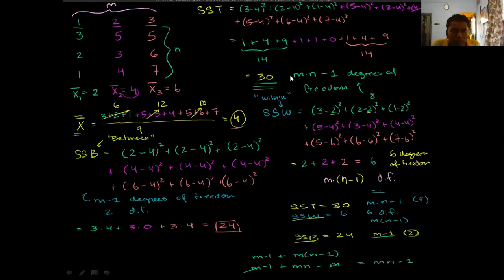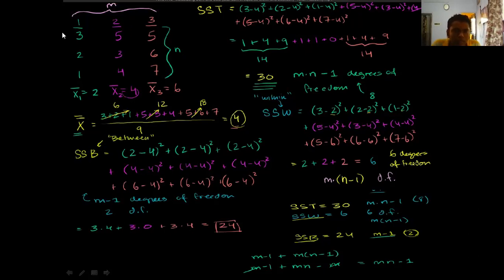And what will be your degrees of freedom? m into n minus 1. m is here 3, the number of columns. n is the number of rows. 3 into 3, 9, minus 1, degrees of freedom is equal to 8. Okay. So what actually do the degrees of freedom mean?